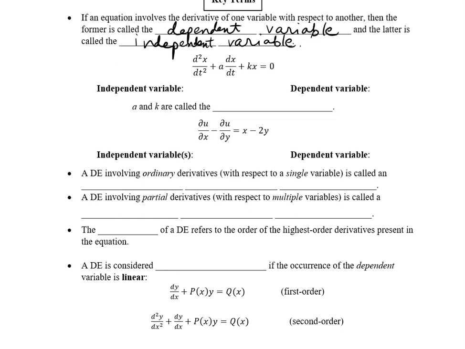So the independent variable would be t. I assume that means time, but I don't know. It could mean anything. All I know is that that's the independent variable because it's the derivative of x with respect to t. So t is the independent variable and x is the dependent variable. A and k are also called coefficients, right? Coefficients, just like in algebra, coefficients on a variable.